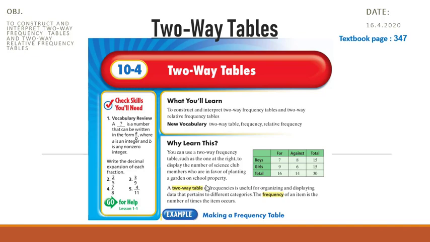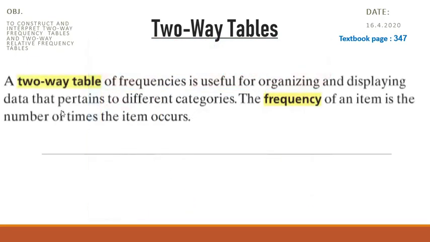In this part, I will zoom to this part. This table is called a two-way table. And what is a two-way table? A two-way table is a frequency table, or table of frequencies, used for organizing and displaying data that pertains to different categories.